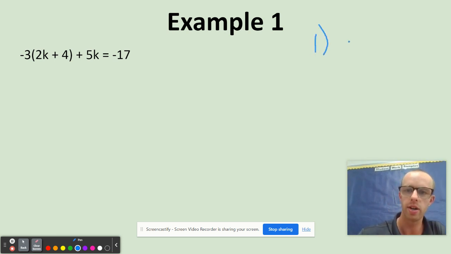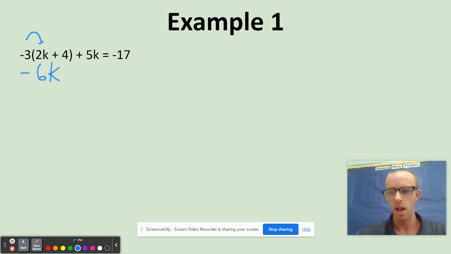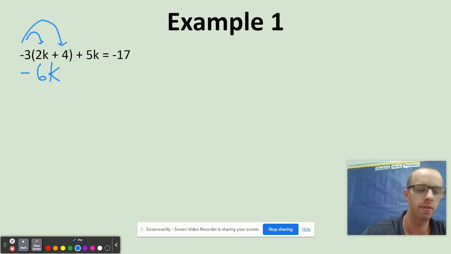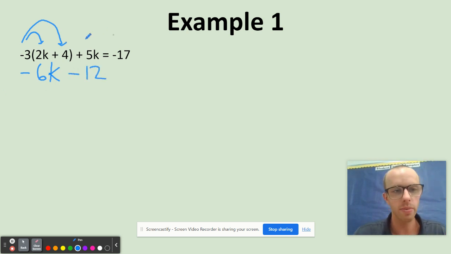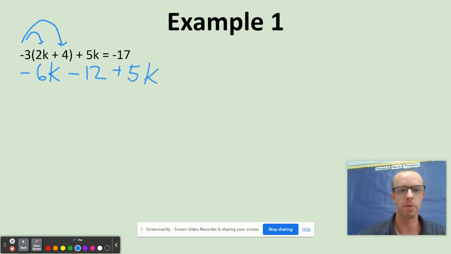The first step is to distribute. So I'm going to distribute this -3 to the 2k. Remember, distribution means multiplication. And so -3 times 2k is -6k. And when we distribute, we have to distribute to every term. So now I need to do -3 times 4. That's -12. Now, after I distribute, anything I did not use needs to come straight down. I didn't use this plus 5k, so I bring it down, and I didn't use this equals -17, so I bring it down.